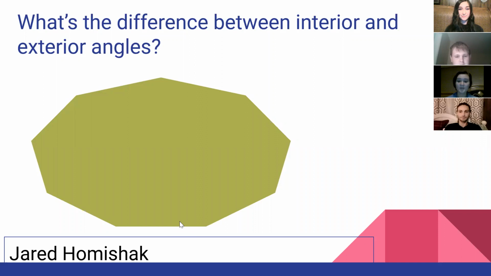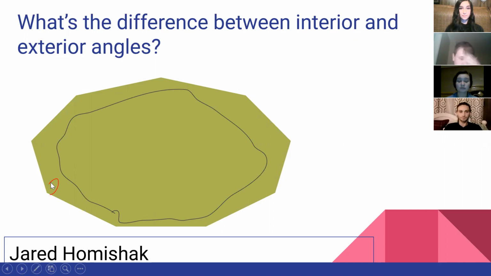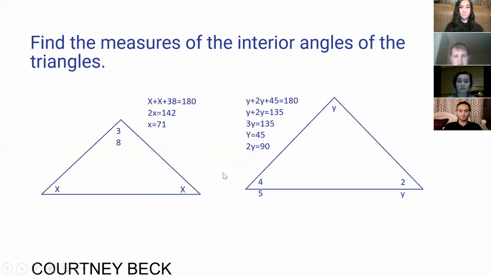Anyhow, for an interior angle, you want to focus on the whole of the area that we have here. And the interior angles focus on the angles at each side. Remember our formula here. And the exterior angles pretty much focus on the outside of the polygon. And when it sticks out like this, it is also the same as the outside of the polygon. Courtney, how would you find the measure of the interior angles in these triangles?